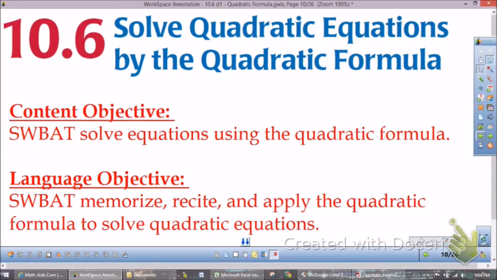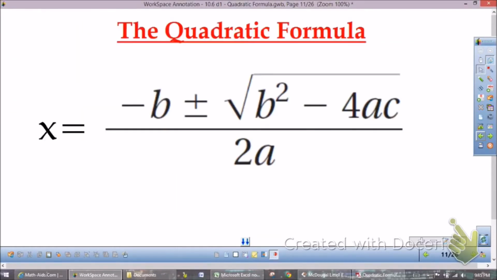Alright, we're going to go over a few problems to help you review and do your homework, okay? Our objectives for today are to solve quadratic equations using the quadratic formula. You're going to be able to memorize, recite, and apply the quadratic formula to solve quadratic equations. Alright, let's get right into it.